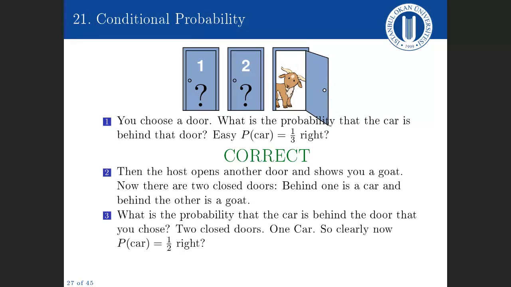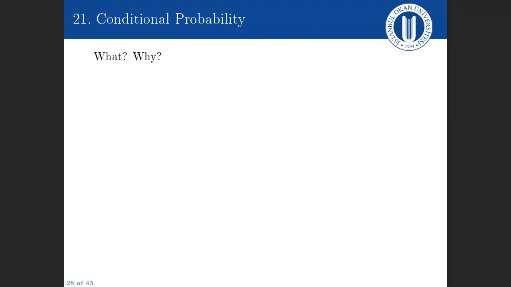So we're thinking about this. There's 2 closed doors and there's 1 car. So clearly now the probability that the car is behind our door is 1/2, right? That's wrong. What? Why? How is that wrong? That's the point which confuses lots of people, and that's the point I'm going to explain now.